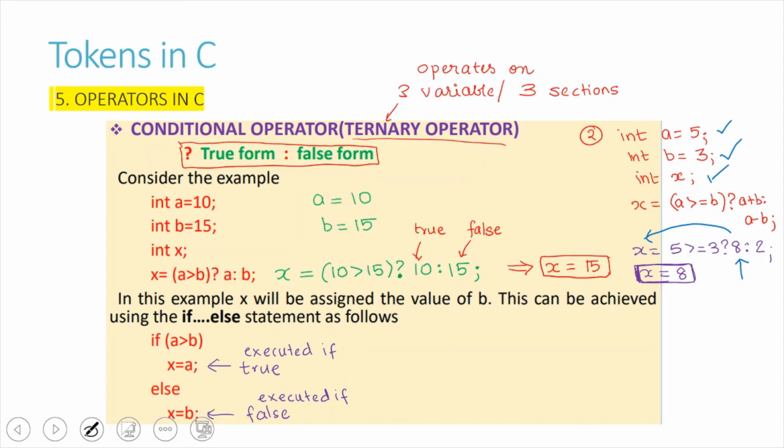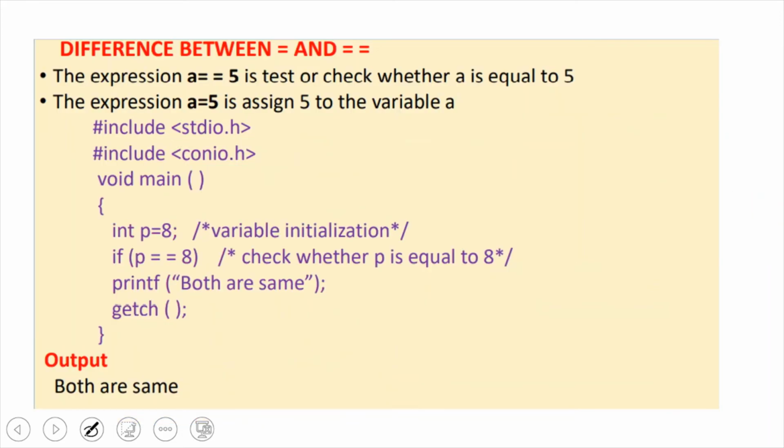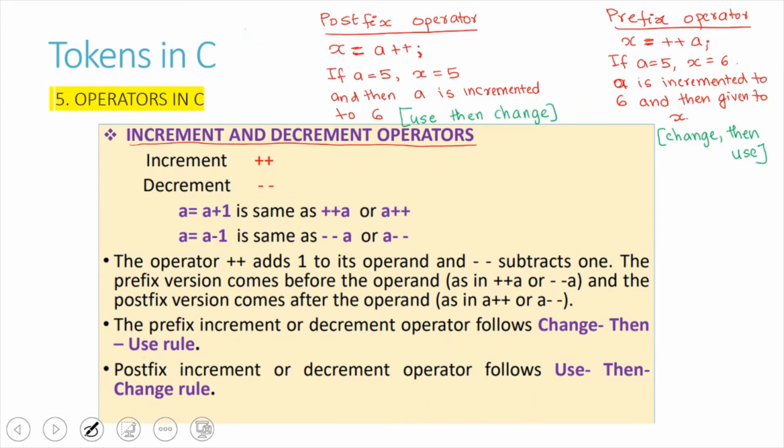So it is similar to writing an if-else statement. Instead of that, we can write it as a single statement, and it is called a conditional statement or conditional operator. As I told you earlier, the difference between the equal to sign and the double equal to sign has been explained in the previous slide.